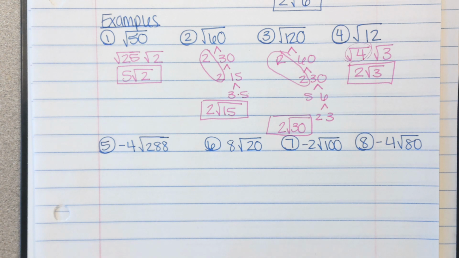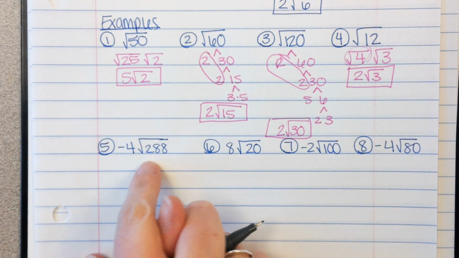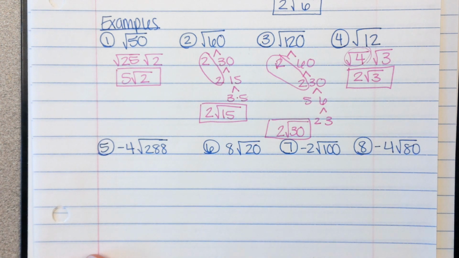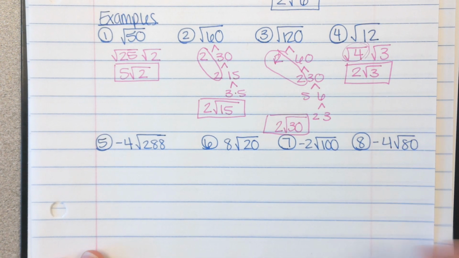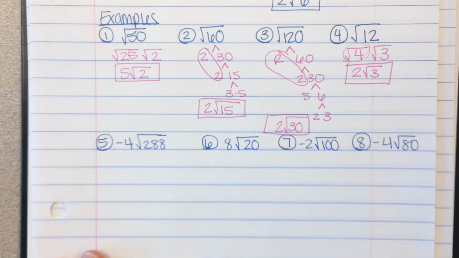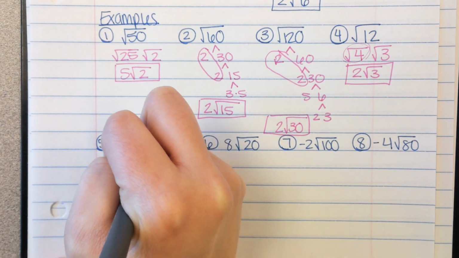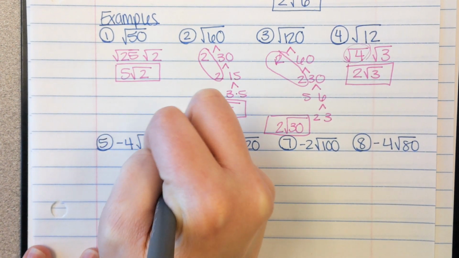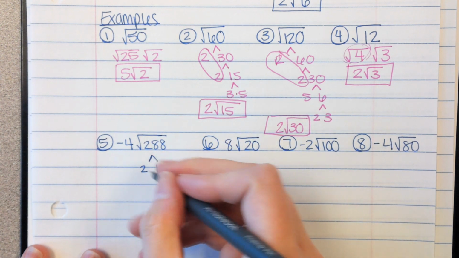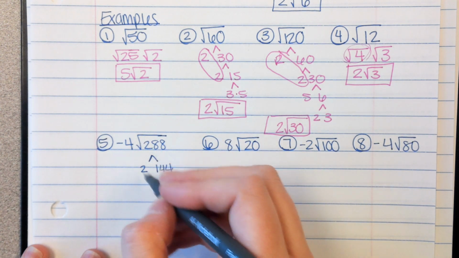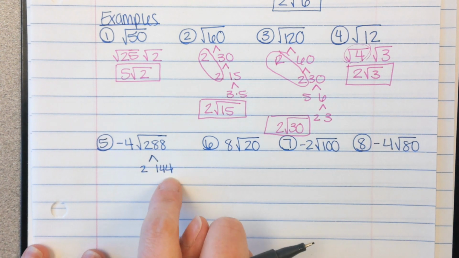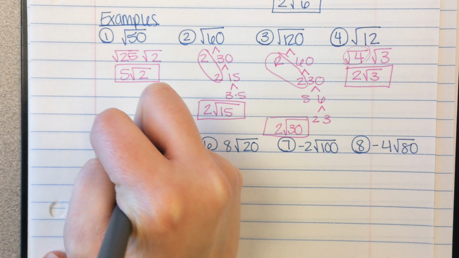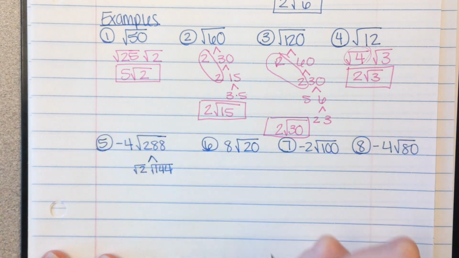Okay, so number 5. So let's look at this. So we have 288. Right off the bat, I'm not thinking of any perfect squares. You might see one, but right off the bat, I don't see one. And so let's break it up. So 2 times 144. Oh, there would have been my perfect square. So if you start doing a tree and you find a perfect square, you can stop and you can just do the square root of 2 and the square root of 144.